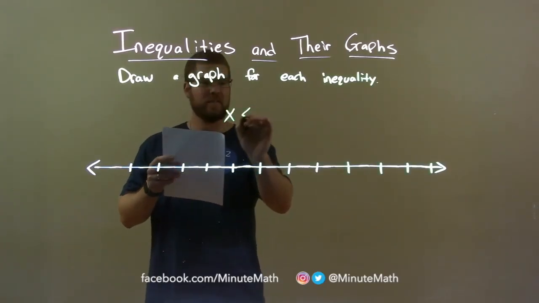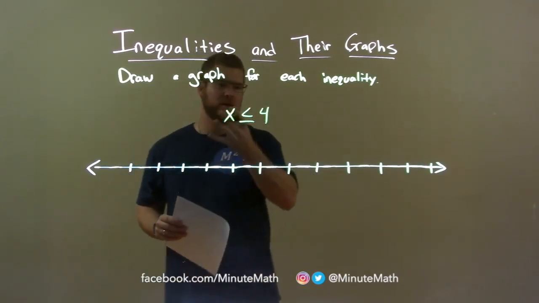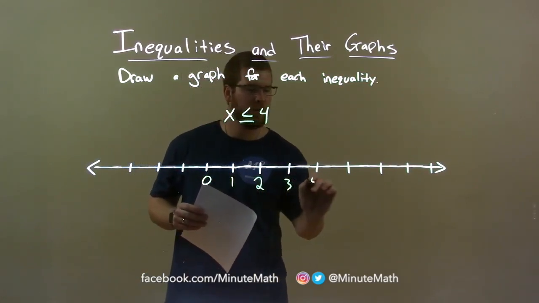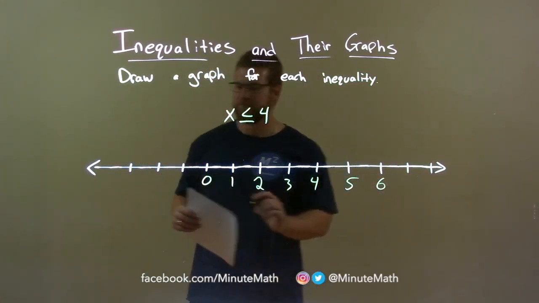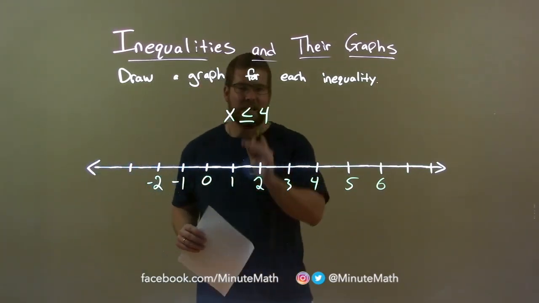X is less than or equal to 4. So we first want to get our units. Now we'll make sure 4 is somewhere there. So if we do 0 here, 1, 2, 3, 4, 5, 6, and -1, -2. Well, they tell us that x can equal 4.